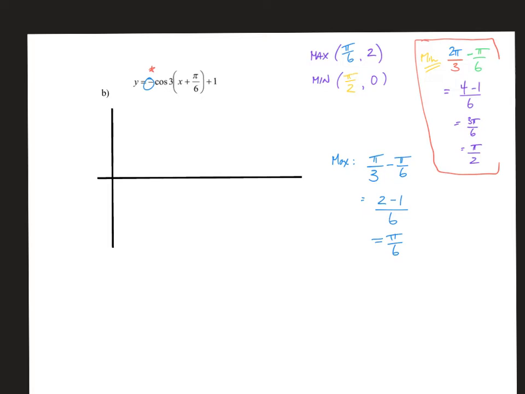Okay, the only thing left to find is the easiest thing to find. We're going to find our y-intercept. So I know to find any y-intercept, my x value is 0.